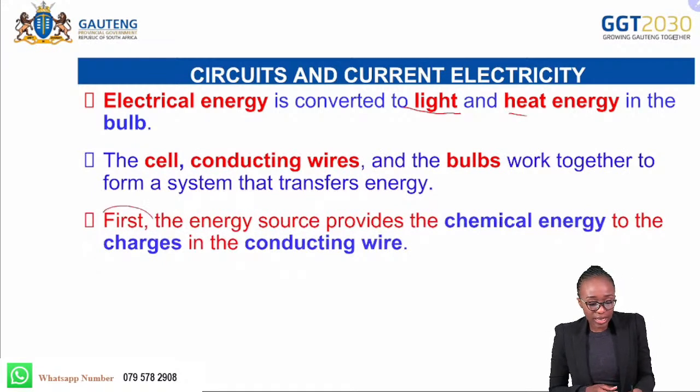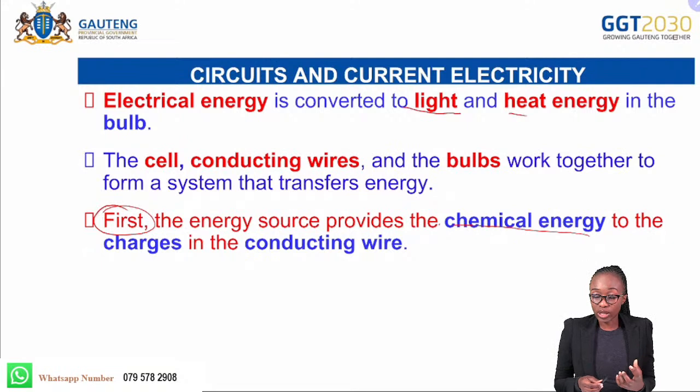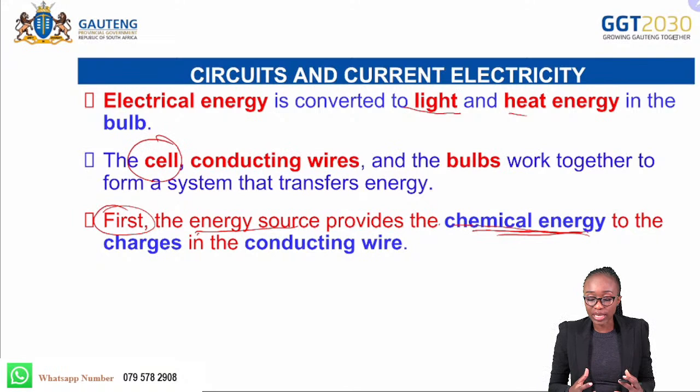So the first thing that happens is an energy source provides chemical energy. Right, so the chemical energy, remember this electrical energy that we're talking about, is provided by the energy source. We said the energy source is the cell. It is provided by the cell, which is the energy source.